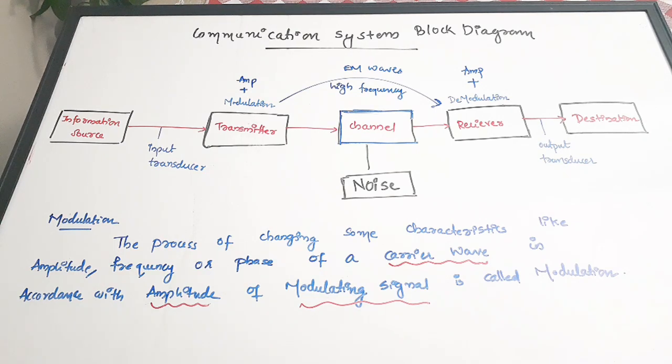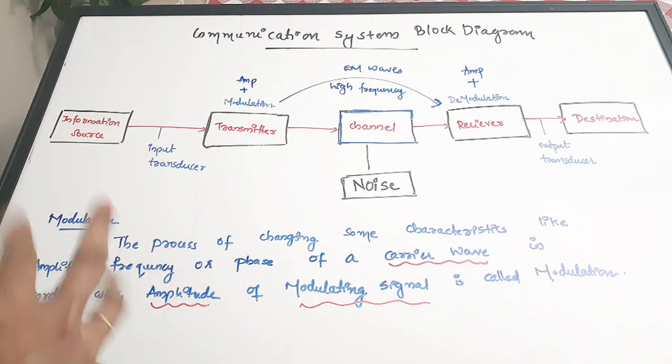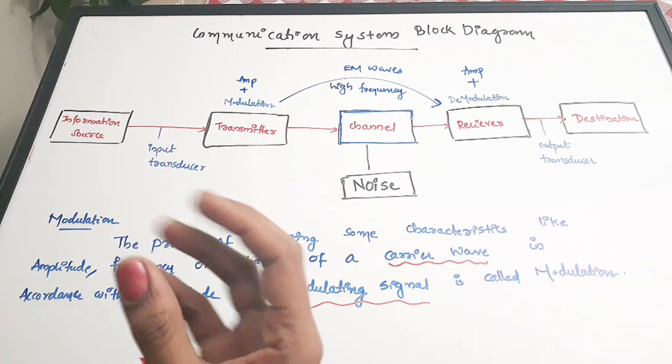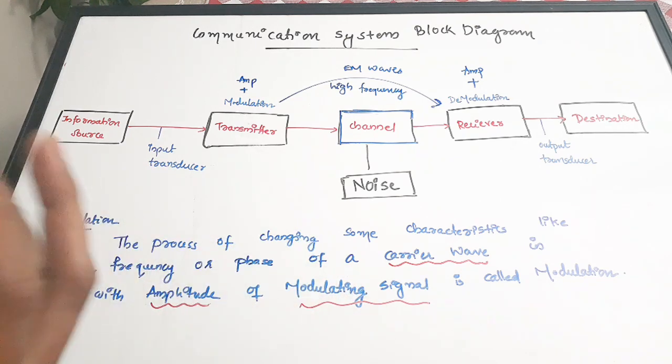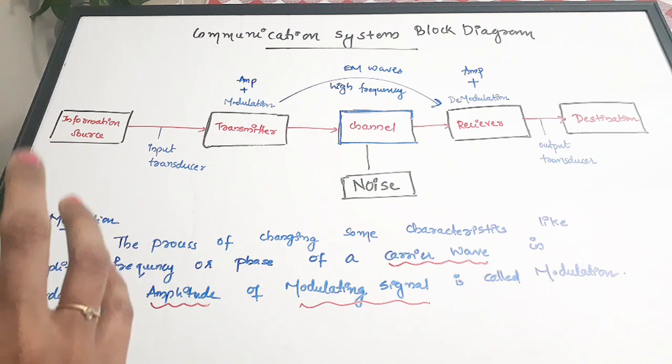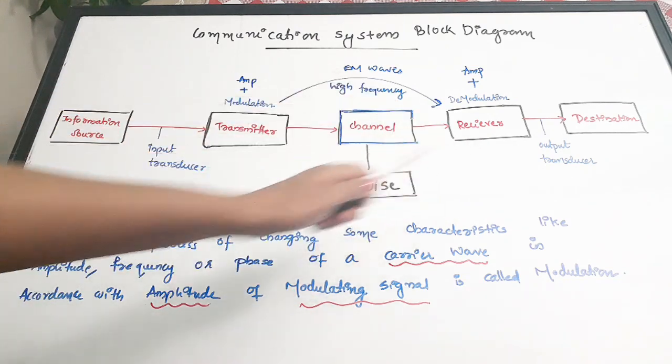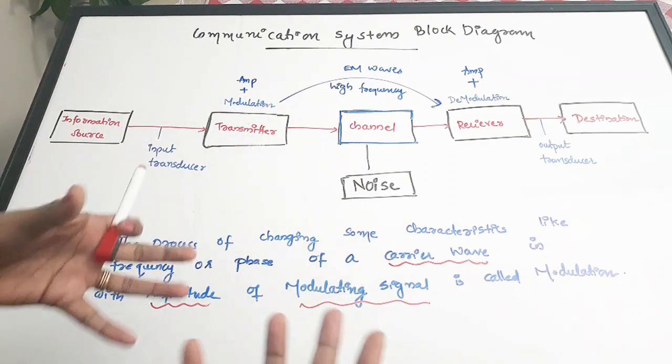Then the input transducer will produce a signal. The signal will be of lower energy. When we convert a non-electrical quantity to an electrical quantity, the electrical signal that is produced will be very feeble, very low energy. But we need to energize the signal so that it can pass through the channel and reach the receiver. So the energy has to be boosted, right?